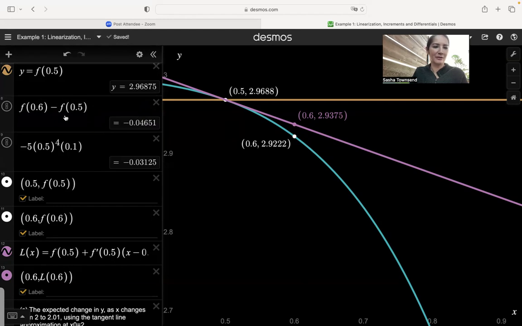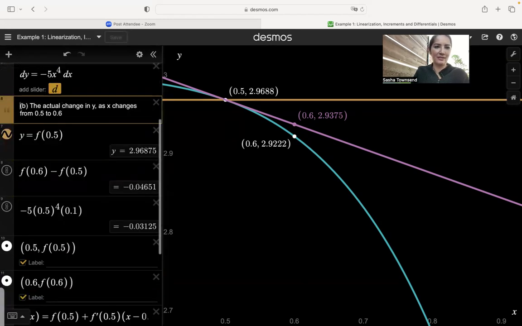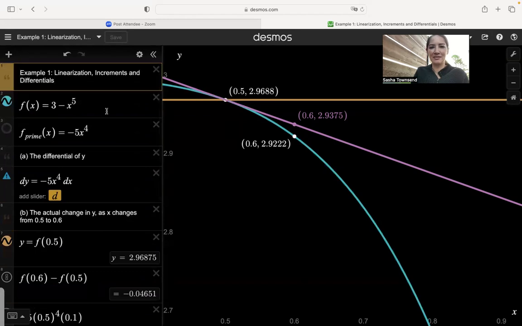And I will reorganize this graph before I post it, so it makes a little bit more sense. And I actually like this version best, so I think I'll post it with the base point of 0.5 and our x naught plus delta x being 0.6, because then we actually see that the delta y and the dy are very similar to each other at that point.